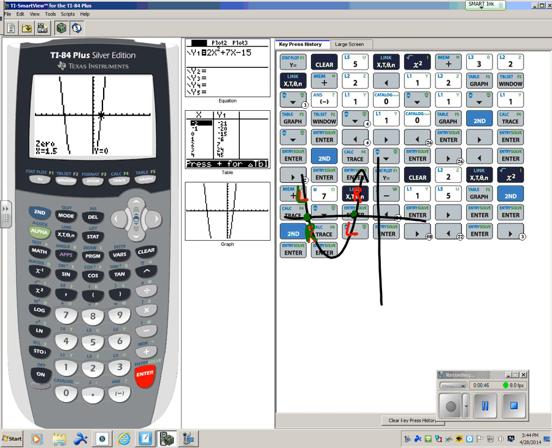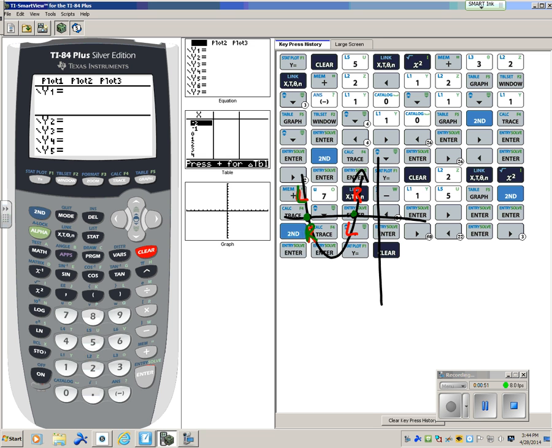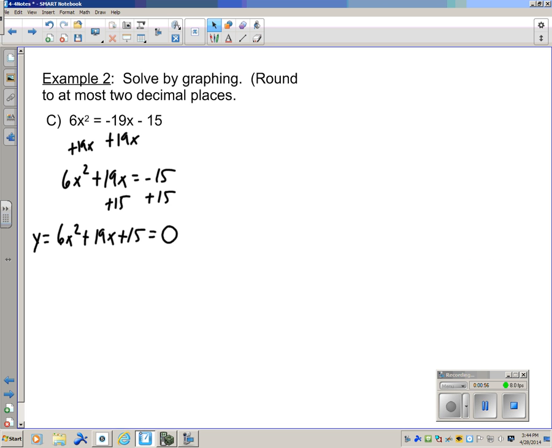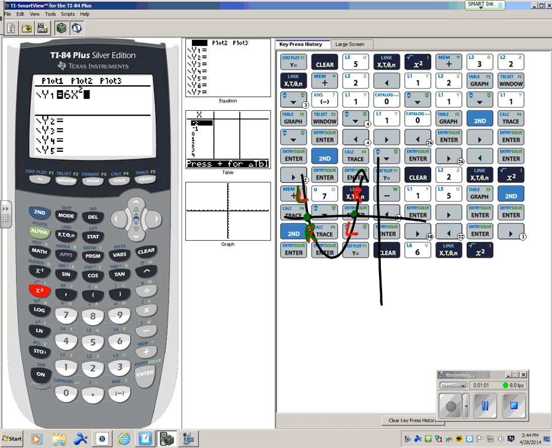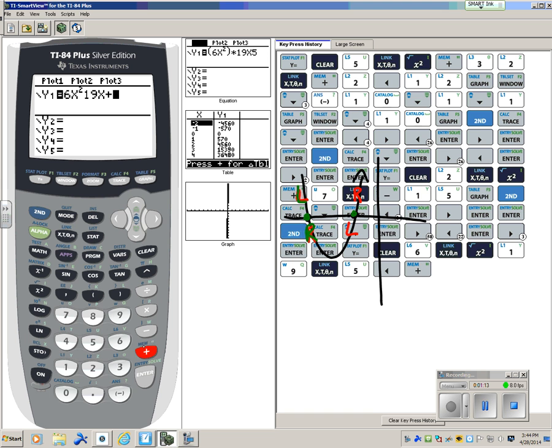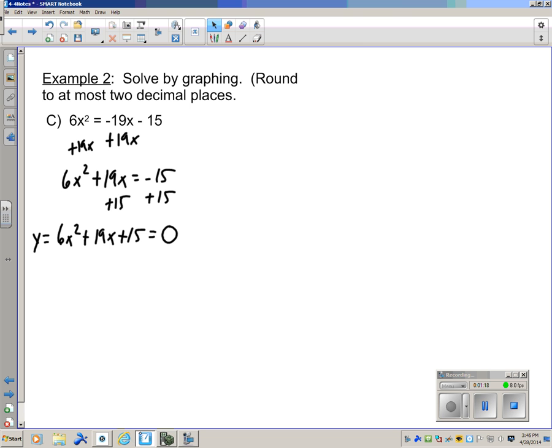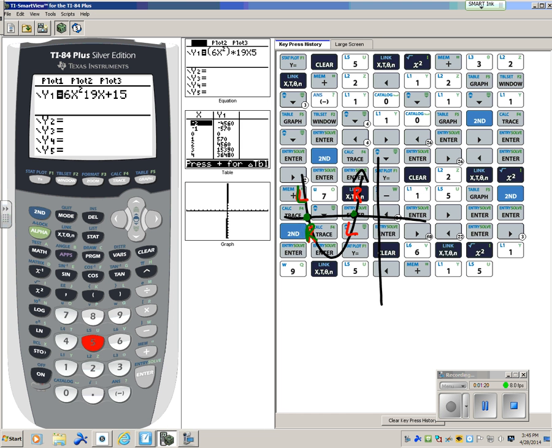So I'm going to go to my y equals here. Clear that out of there. I'm going to put in 6x squared plus 19x plus 15. Oops, it's not minus 15, it's plus 15. 6x squared plus 19x plus 15. Good. Graph.